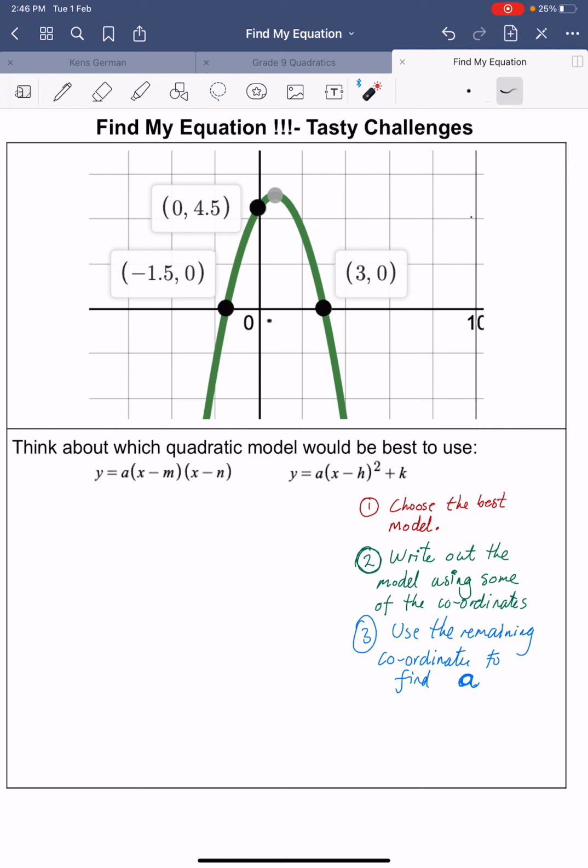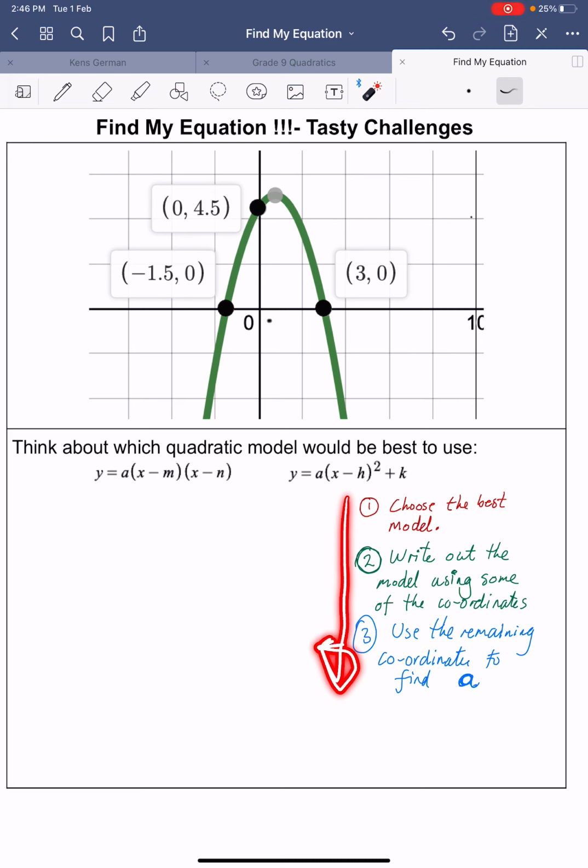Okay, here's another tasty challenge. Find the equation of this particular quadratic. You're given some key features of the graph. Notice it's concave down, as opposed to concave up. So that gives us a bit of information about it. And let's just go ahead and look at our step-by-step here.